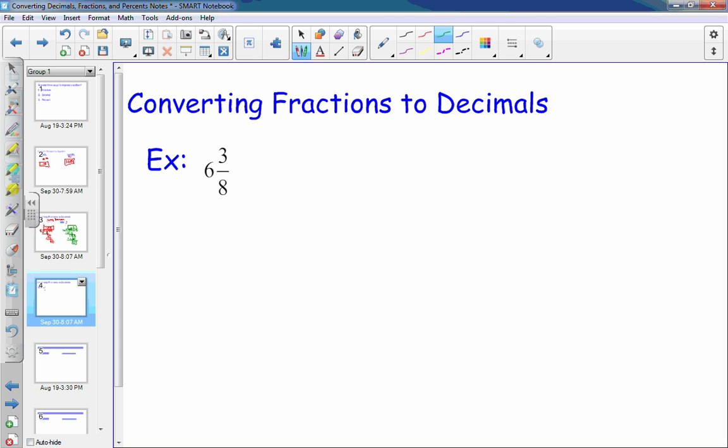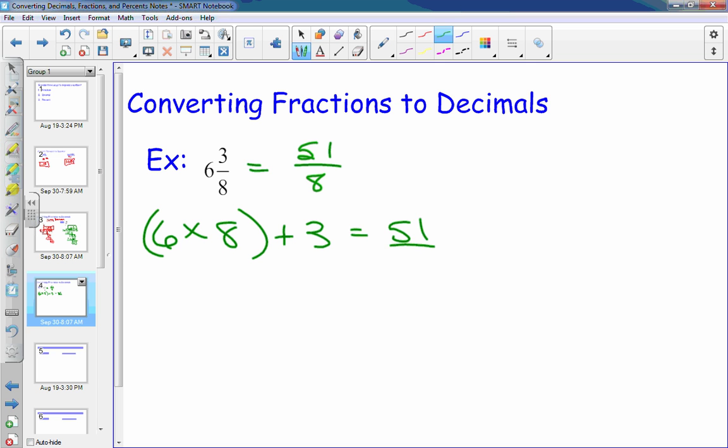You multiply on the diagonal, the denominator and the big number, so what's 8 times 6? Plus 3 more? 51. So this is actually 51 over 8, right? And that's how we did that. We took 6 times 8, and then we added 3 units to it, and that gave us the 51 over the 8. Do we understand that? Yes or no?